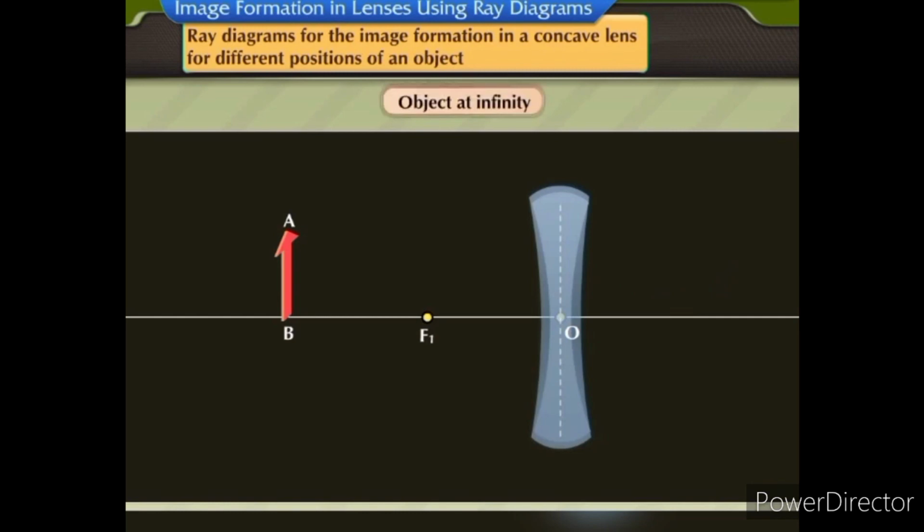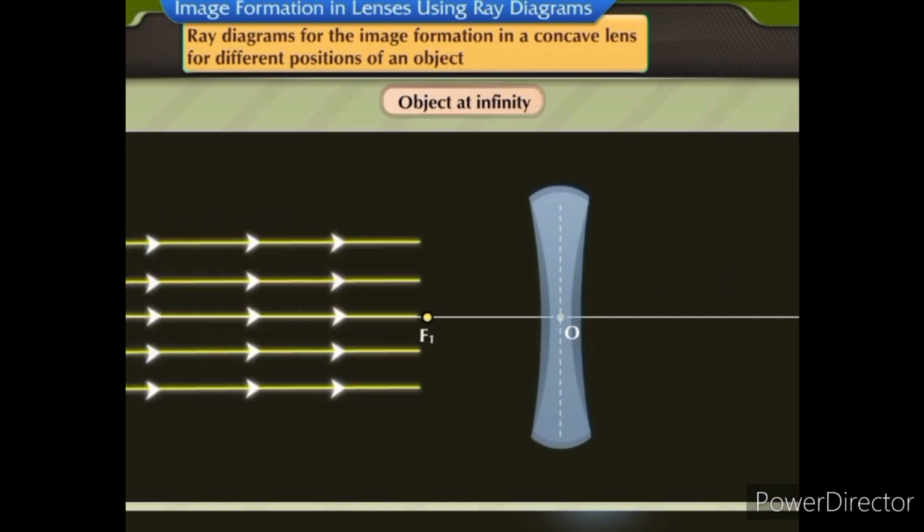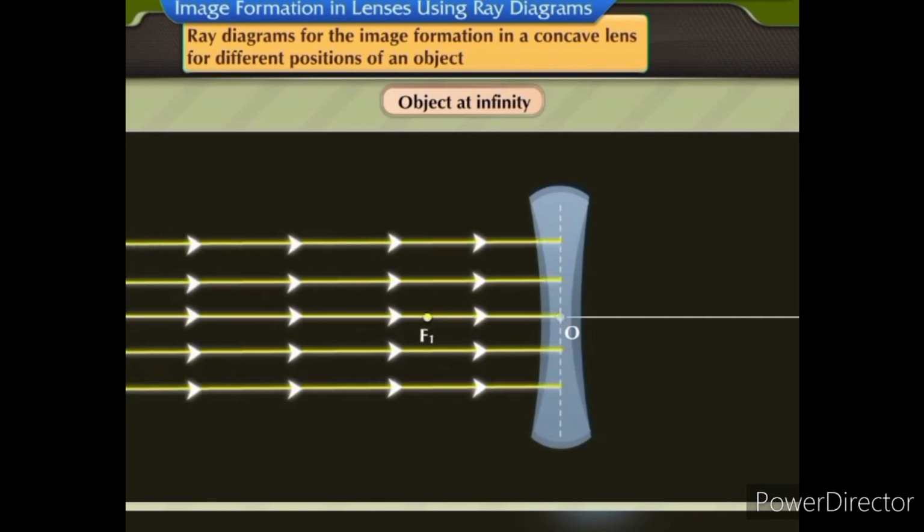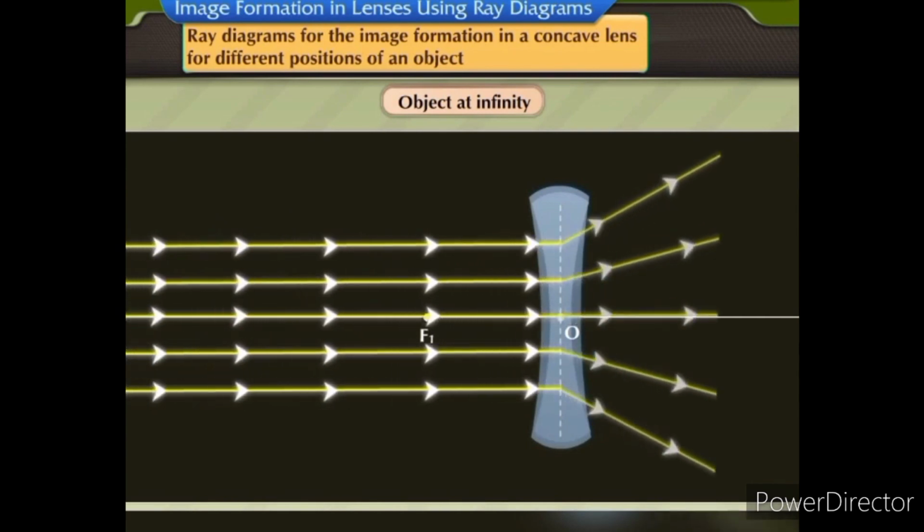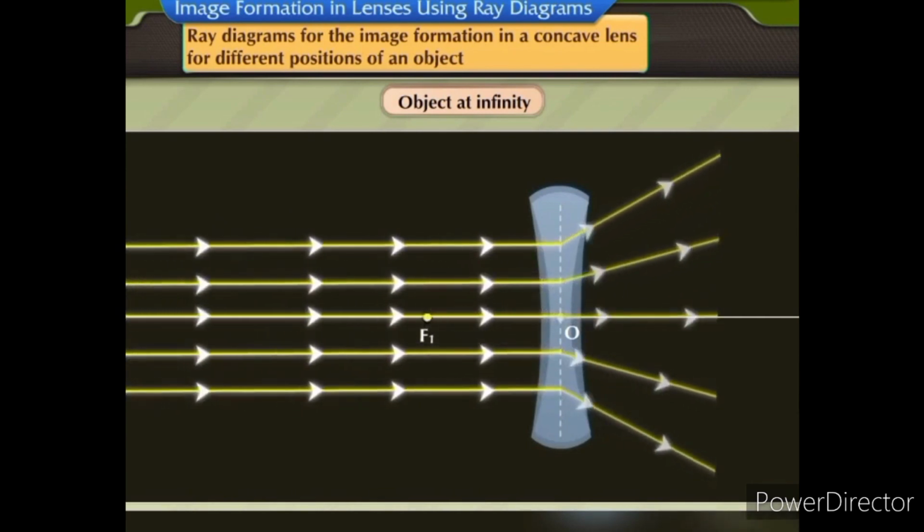Object at infinity. When the object is placed at infinity, the rays coming from the object are parallel to the principal axis. The parallel rays, after passing through the lens, diverge on the other side of the lens. When seen from the other side, the rays of light seem to originate from the point F1. Hence, the image is formed at F1.